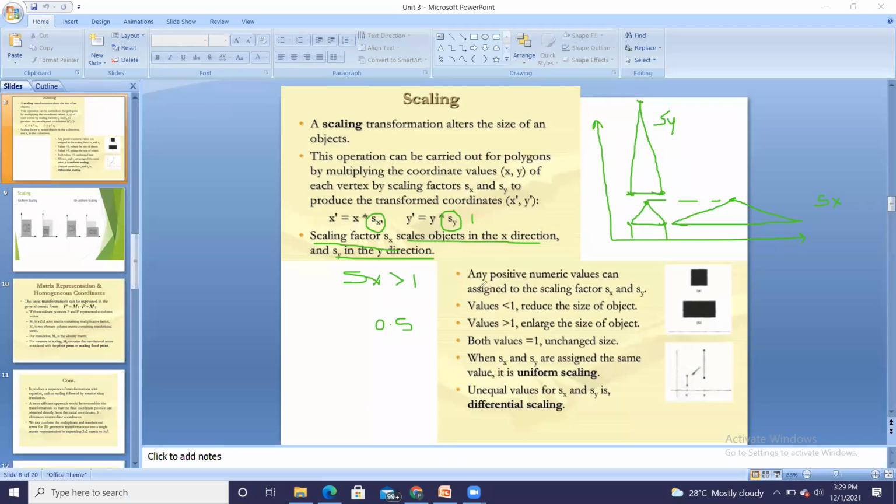Now the next point we will see, that is any positive numeric values can be assigned to the scaling factors Sx and Sy. So you can have any values for them. When the values are less than 1, just now we have seen, when Sx and Sy are less than 1, what will happen? The size of the object will reduce. So compression will take place.